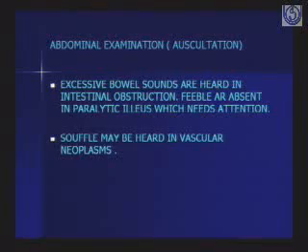A souffle may be heard in vascular neoplasms, like we hear a uterine souffle in pregnant patients because the blood flow is more to the uterus. Similarly, whenever blood flow is more to a very vascular tumor, then a bruit or a souffle can be heard, and this can later be confirmed by an ultrasound or a Doppler examination.